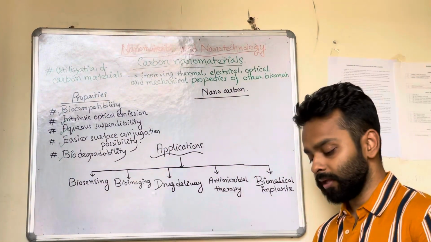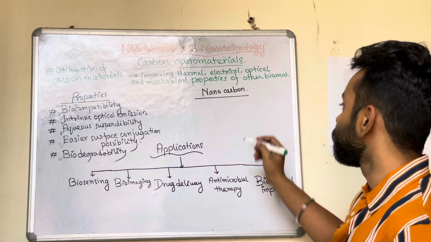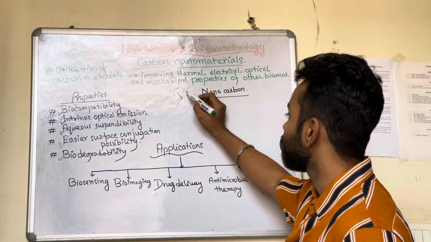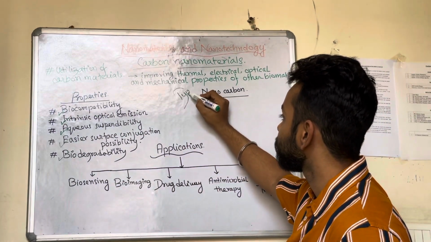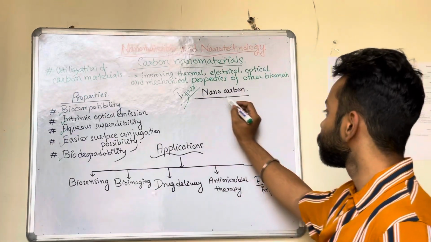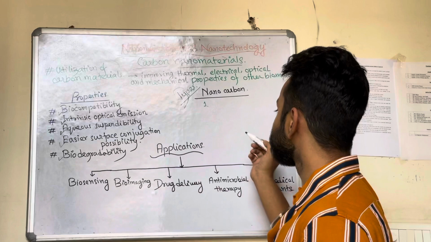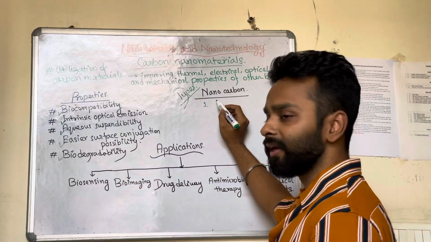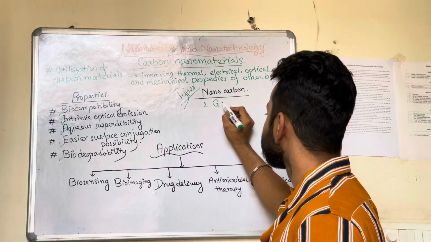Now, coming to the types of nanocarbon materials, or the broad classes of nanocarbon materials. These are mainly of 4 types. The first one is a very important one, which is graphene.